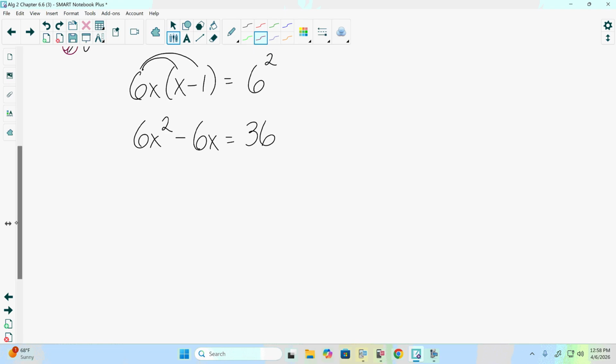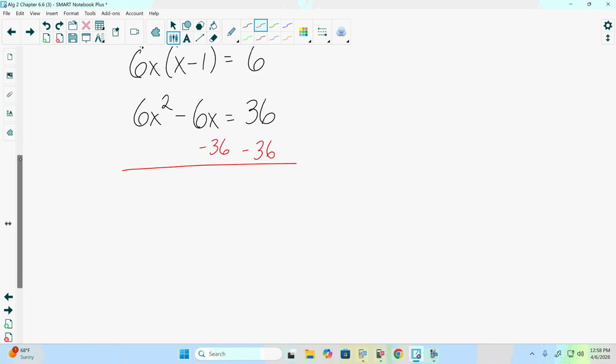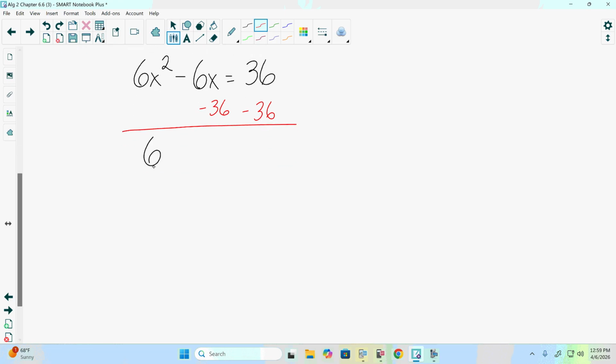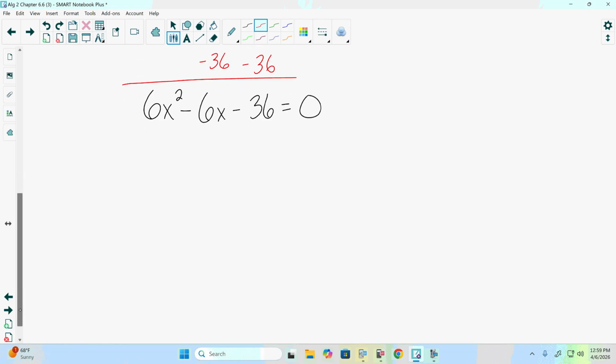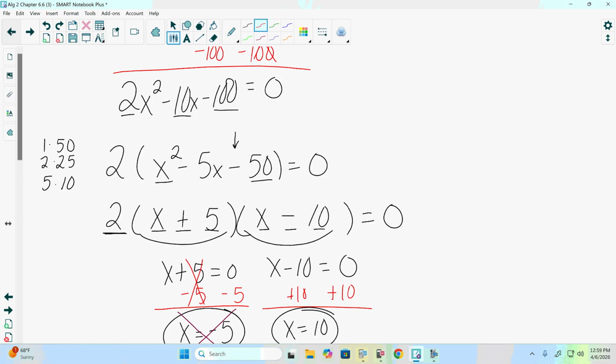Again, just like the last one, we do have a quadratic term. We have that x squared term. So we need to get this equation equal to 0, getting us to 6x squared minus 6x minus 36 is equal to 0. Kind of like the last one, there is a greatest common factor of 6, yes?